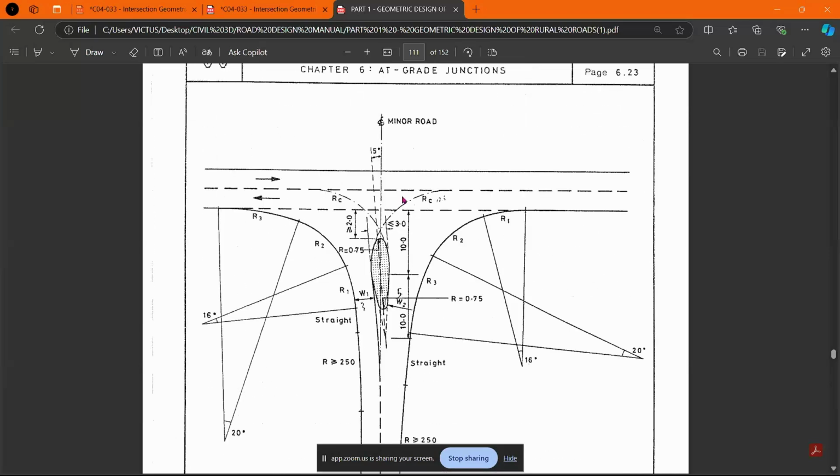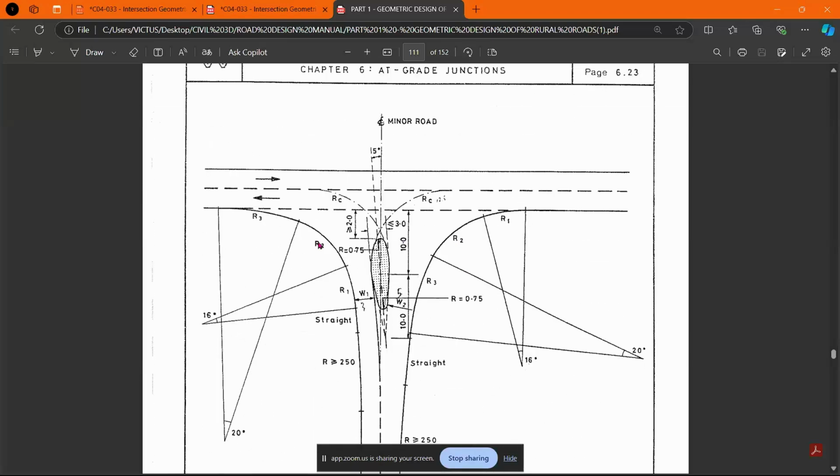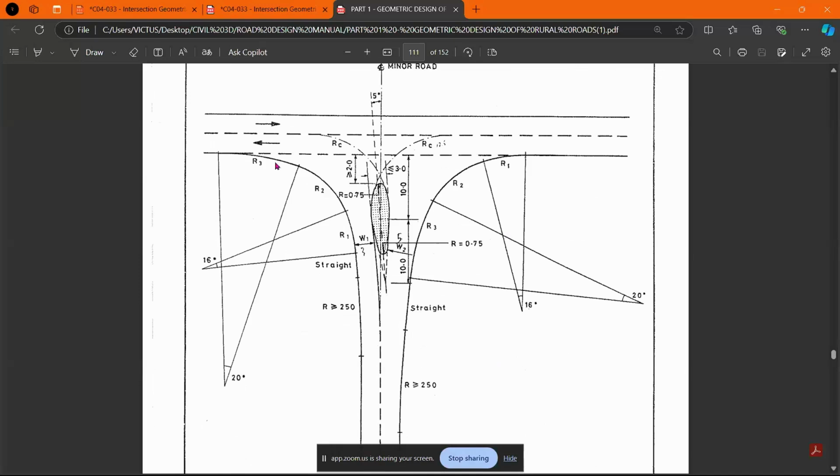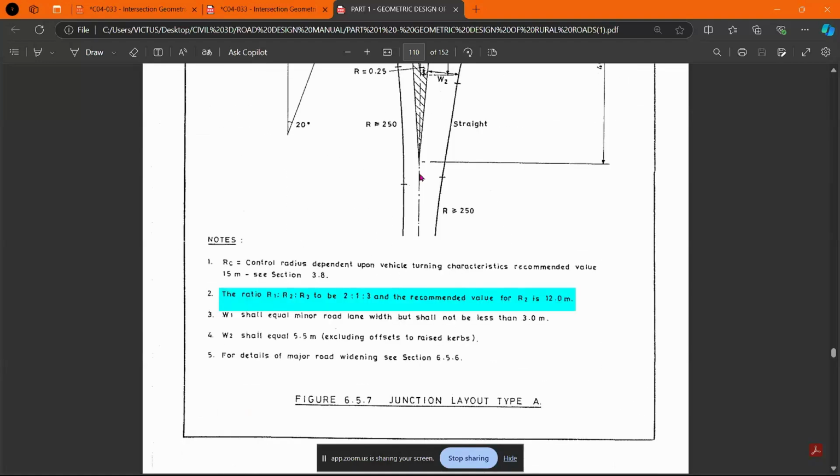RC again, so we can note down, we can say for RC, we are going to use 15 meters. R2 again is depending on turning characteristics. So we can actually get to use 17 for R2. And then when it comes to R1, we can use something like 20. And then for R3, we can use a bigger radius that's more of tapering. So we can be talking about even 25 meters. I hope you've noted those down so that we can go straight into the practical application.